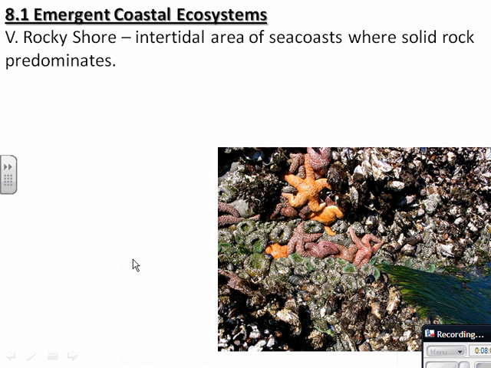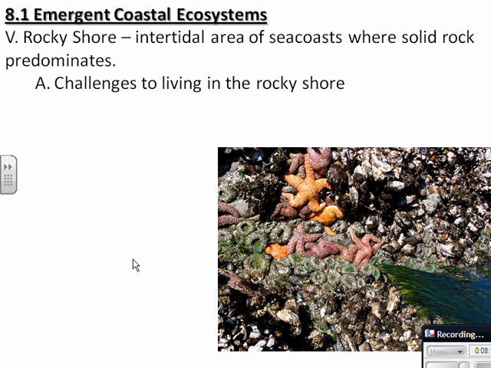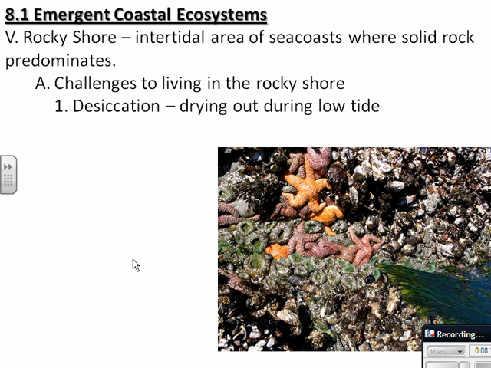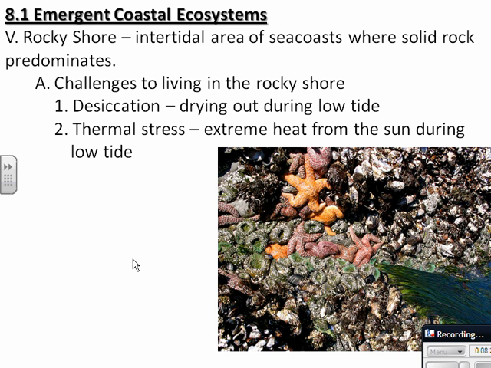Now, switching gears here a little bit, another type of habitat is the rocky shore, which is in the intertidal area where solid rock predominates. There's 4 challenges to living in such an ecosystem. One is desiccation, because during low tide there's no water and you have the threat of drying out. Secondly, thermal stress, especially during the summer when there's no water, air temperatures can be higher and you can dry out because of the sun.